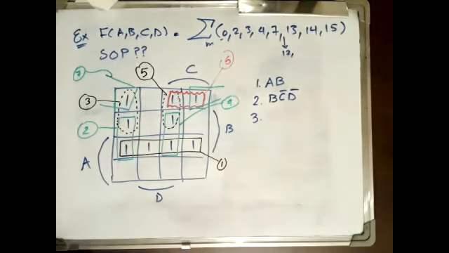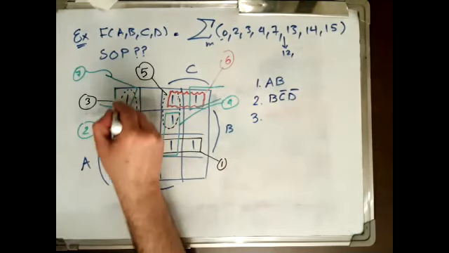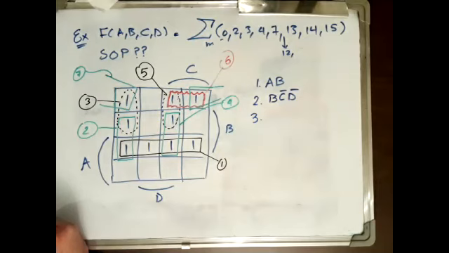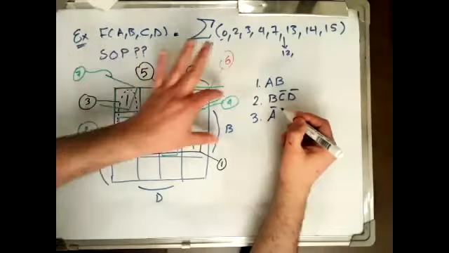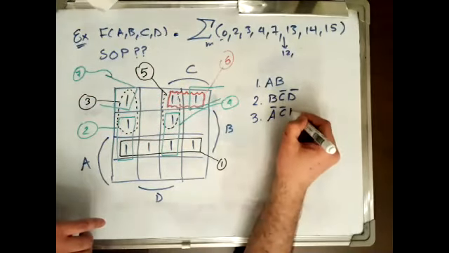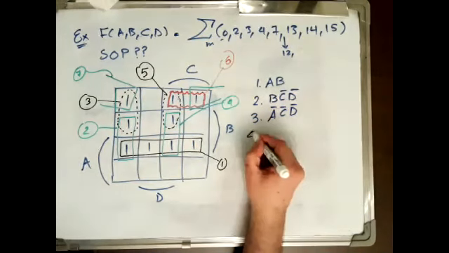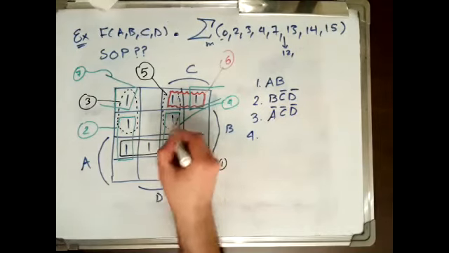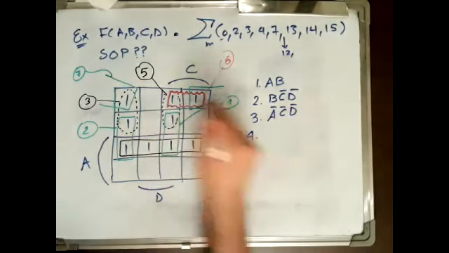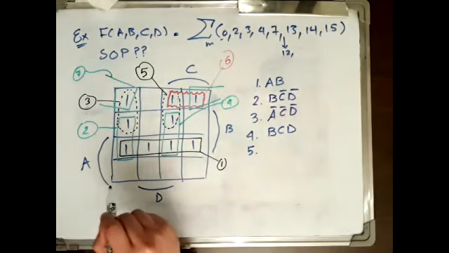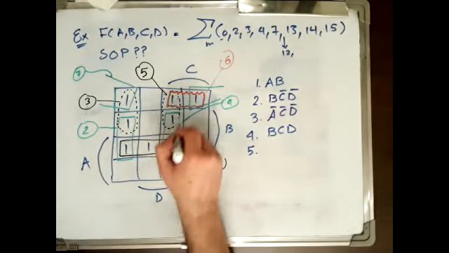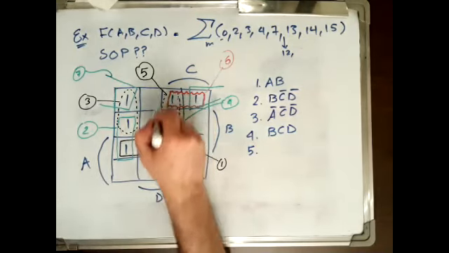Number three, which is this black dotted one. What is the logic expression for this one? Rand, go ahead. A bar, C bar, D bar. It is in A bar, okay? C bar. Yes, and D bar. Yes, thank you. Number four is this green one, which is B, C, and D. Number five is this black dotted one also, which is A bar, C, D.